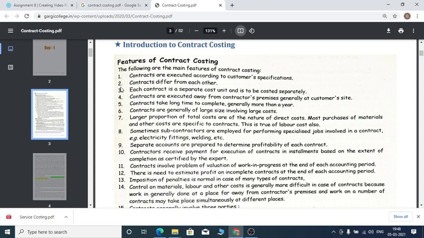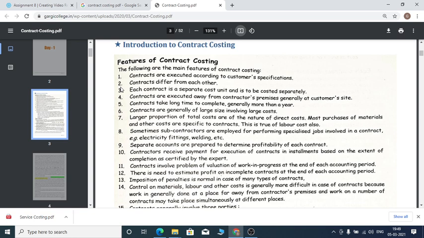A larger proportion of total cost is of the nature of direct cost. Under contract costing, the major proportion of your cost is direct cost. Direct cost here means the cost that is required to complete the contract. Without incurring such cost, you cannot complete the contract. So this is called direct cost. For example, purchase of material and use of labor. These are the direct costs involved in contract costing.